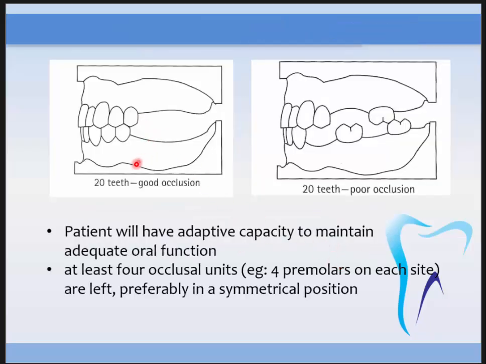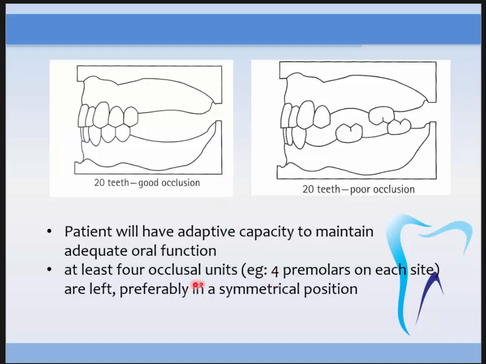So let's look at this photo on the left-hand side. This model shows that this patient has 20 functional teeth from premolar to premolar, which are occluding on each other. In this case, you have 20 teeth, but it's not ideal at all, because the patient has poor occlusion, where the contacting teeth are probably only canine to canine, which is 6 occlusal pairs. These 20 teeth are also called a shortened dental arch, where the patient will have adaptive capacity to maintain adequate oral health.